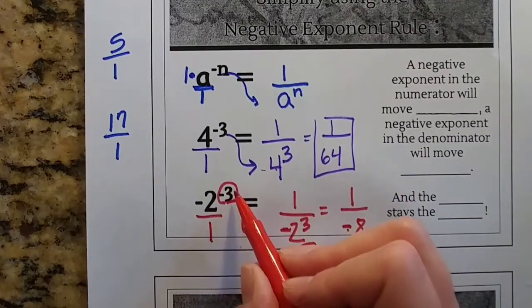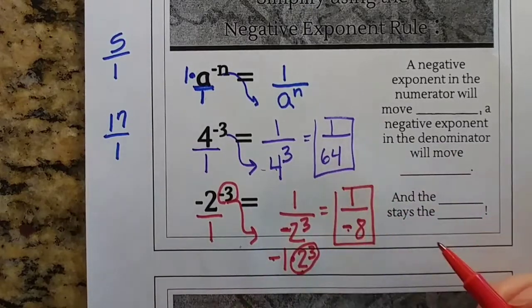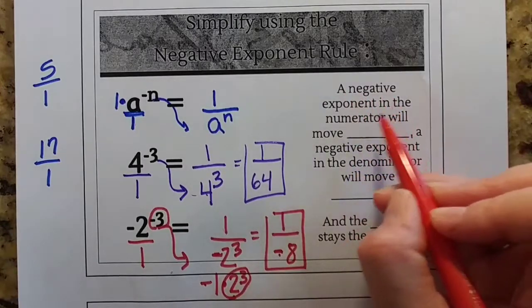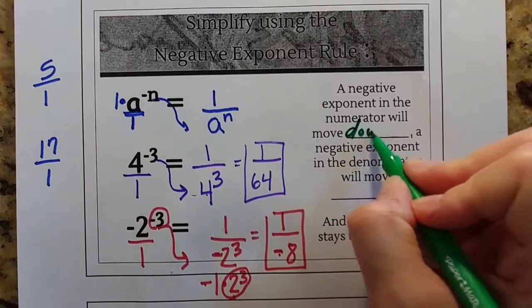So if I typed in negative 2 to the negative third power, the answer in the calculator would be negative 1/8. Pretty cool. So let's take a look here. A negative exponent in the numerator will move downstairs.